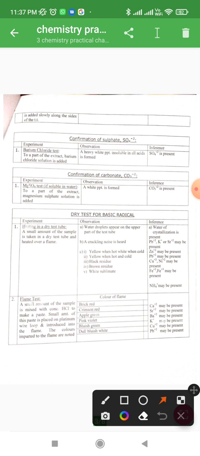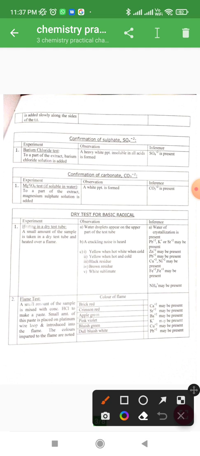So when you write, please make sure that these observations go with the inference, side by side. Don't write one here and one there like that. In the chart, of course, it is not written so nicely, but I have marked it in the chart, you can check. So that's all about the first experiment under the dry test for basic radicals.